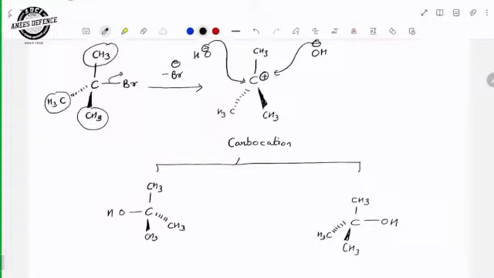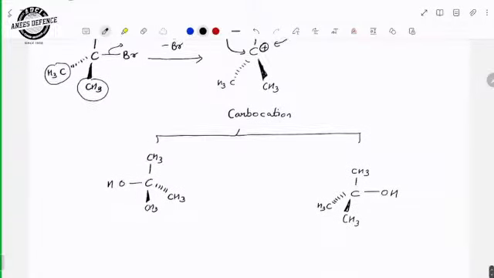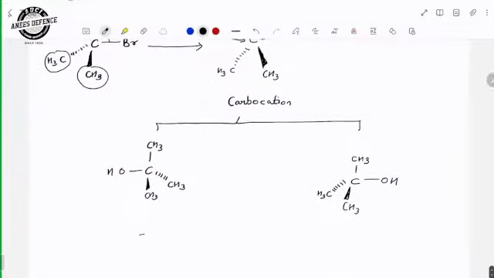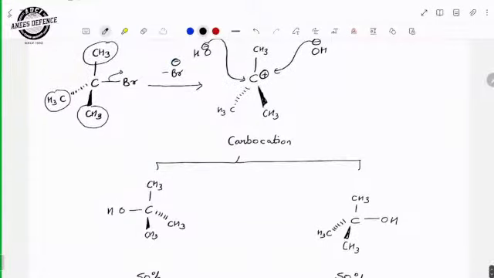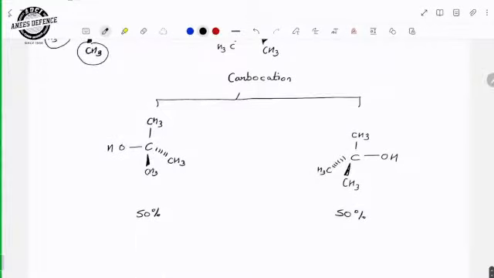These are the two possible products which we are getting. So this is getting in 50-50%. 50% this and 50% this. Now Br is on this side in the reactant, and in the same place OH minus is coming. So this configuration is known as retention.